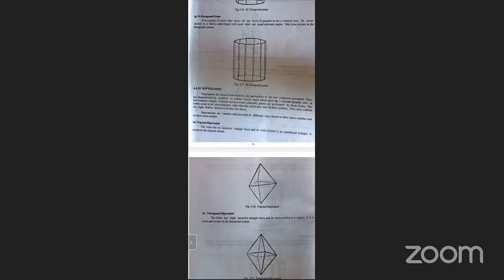The forms occur in all systems other than the isometric, monoclinic and triclinic systems. They may contain 6, 8, 12, 16, or 24 faces. Bipyramids are variable and described in different ways based on their face numbers and others.